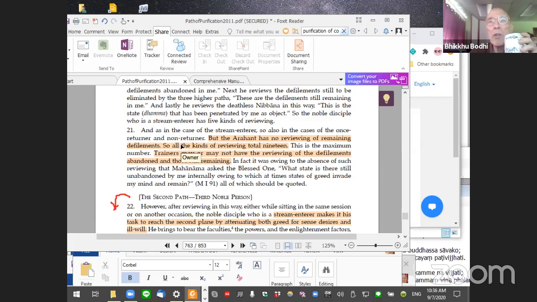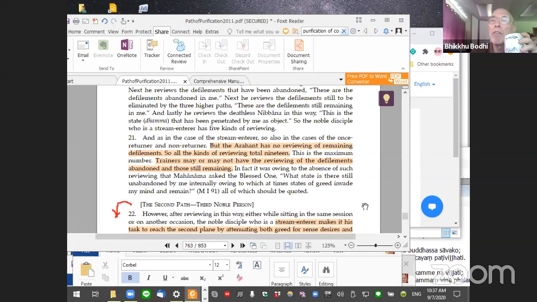And so in total, there are at most 19 kinds of reviewing, but it's said that those at the lower stages may or may not review the defilements abandoned and those that remain. So those kinds of reviewing might not take place. And so some practitioners might review just the path, the fruit, and nibbana without considering defilements eliminated and those that remain.